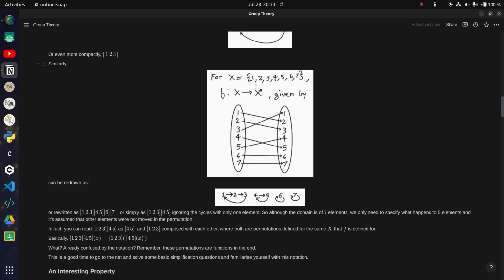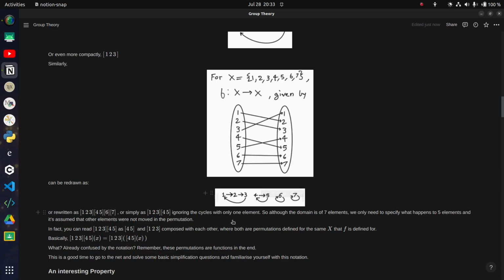Similarly, let's consider this. X is 1 2 3 4 5 till 7, and then f is going from X to X. It's given by this map. So 1 is going to 2, 2 to 3, and 3 back to 1. That you can draw using just a cyclic notation. And 4 is going to 5, but 5 is going back to 4. So once again a cycle, 4 to 5, 5 back to 4. And 6 is going to 6, 7 is going to 7. So nothing's happening to 6 or 7, right? It's kind of boring over there.